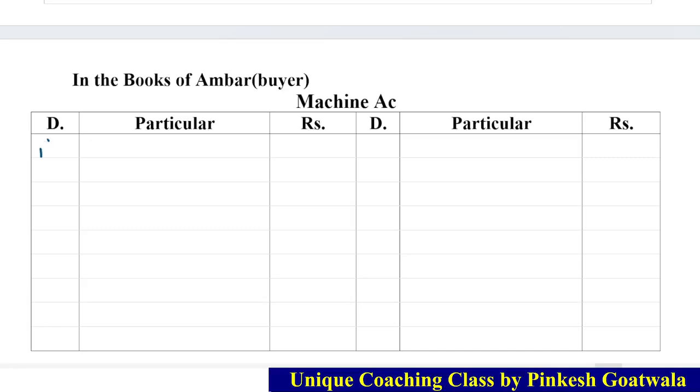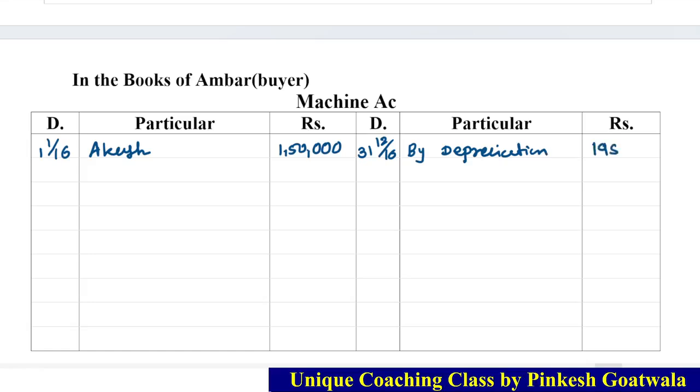So machine account debit side 1116, Akash, amount 150. And at the end of the year they calculate depreciation. Depreciation to machine at the end of the year, by depreciation account. Clear? Just close this account by balance. So 1,30,500.